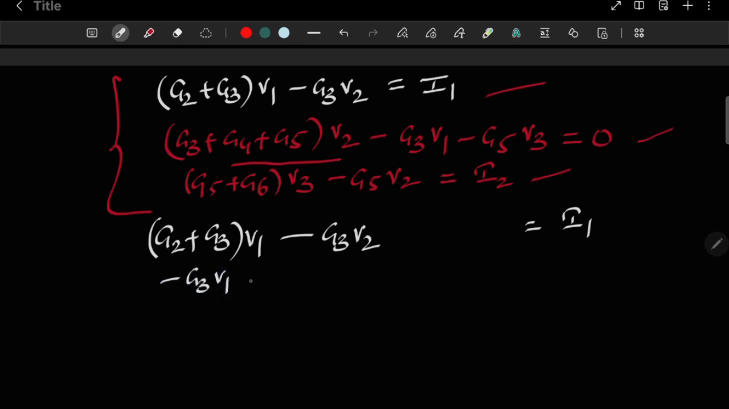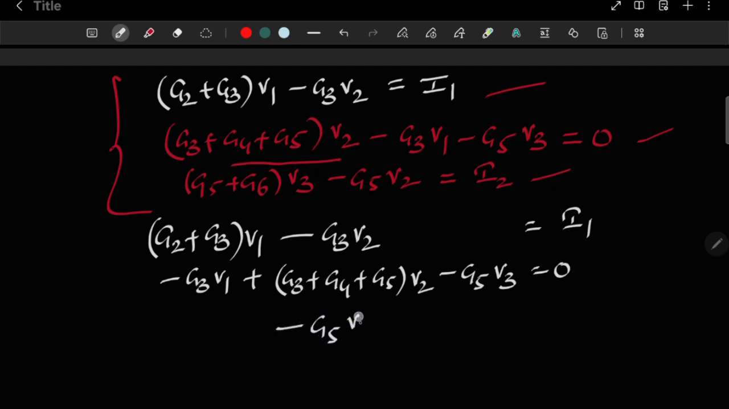Then I am writing the V2 term, that is plus G3 plus G4 plus G5 into V2. Next minus G5 into V3 is equal to 0. Next I am taking the third equation. In the third equation we don't have any V1 term, but V2 is there, that is minus G5 into V2. Plus the V3 term is this, G5 plus G6 into V3 is equal to I2.